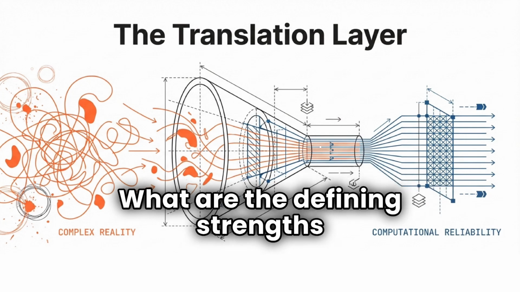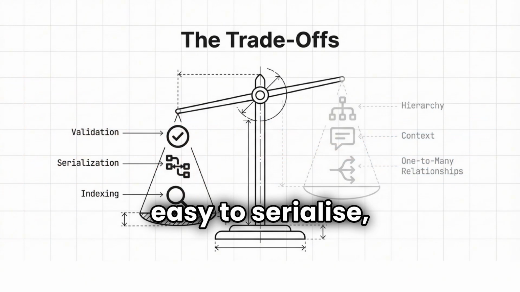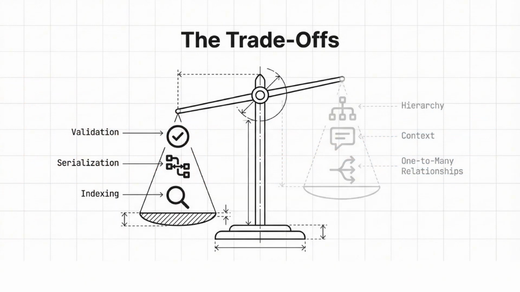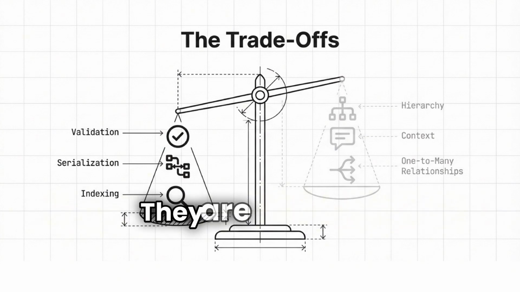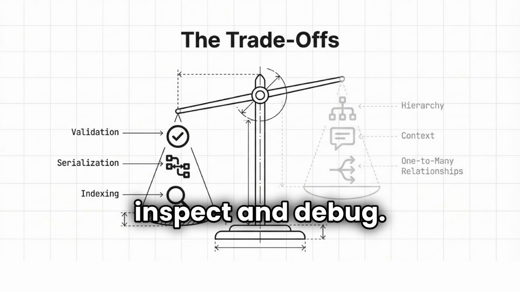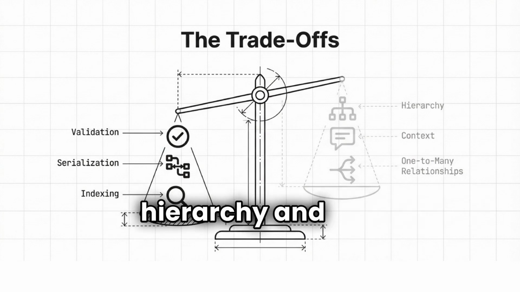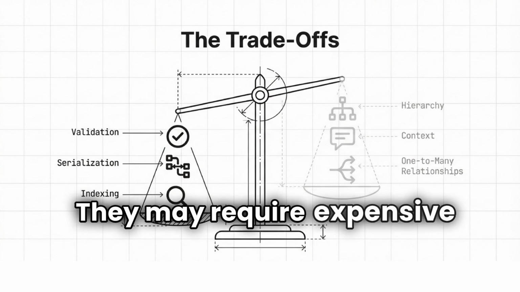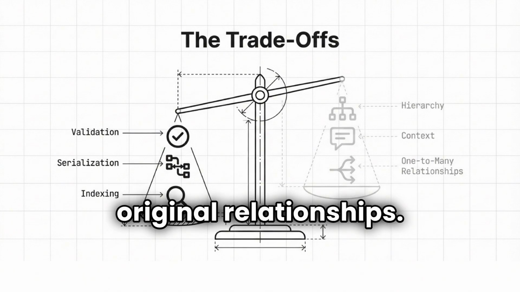What are the defining strengths of flat structures? They are easy to validate, easy to serialize, and easy to index. They minimize ambiguity by enforcing uniform schemas. They are simple to inspect and debug. And what are their weaknesses? They struggle to represent hierarchy and one-to-many relationships naturally. They can obscure meaning when nested context is flattened into repeated fields. They may require expensive joins or transformations to reconstruct original relationships.